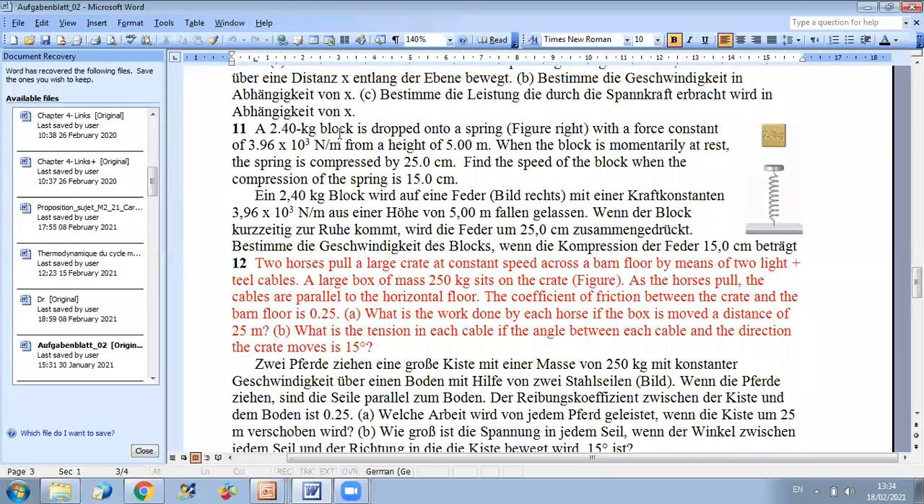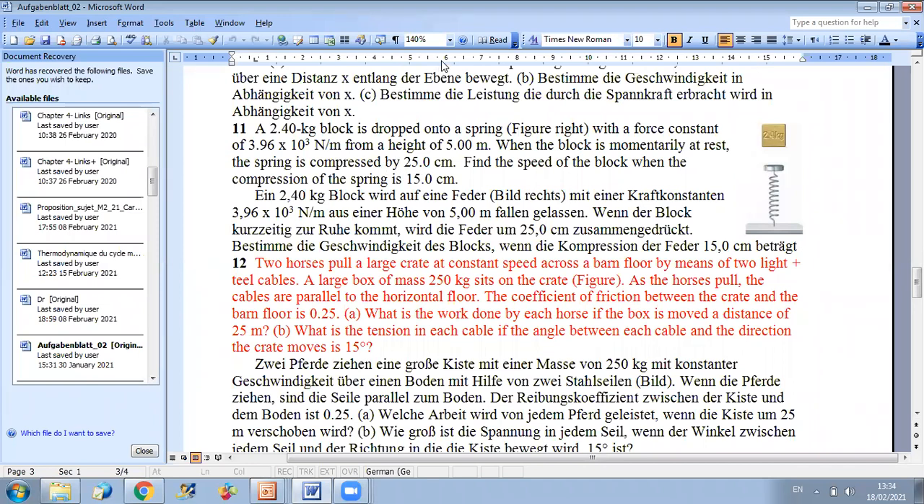A 2.4 kilogram block is dropped onto a spring, as shown in the figure, with a force constant of 3.96 times 10 to the power 3 Newton per meter from a height of 5 meters. When the block is at rest, the spring is compressed by 25 centimeters. Find the speed of the block when the compression of the spring is 15 centimeters.